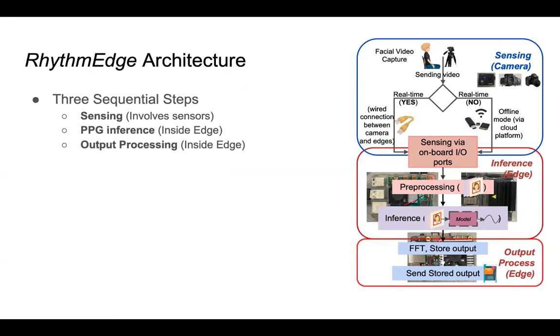Now, I'll discuss briefly the RhythmEdge architecture here. RhythmEdge is developed in three sequential phases to extract PPG from camera sensor captured facial video data. The phases are input sensing, PPG inference, and output PPG processing. The first phase requires video camera sensors, and the later two components entirely take place inside the edge device.